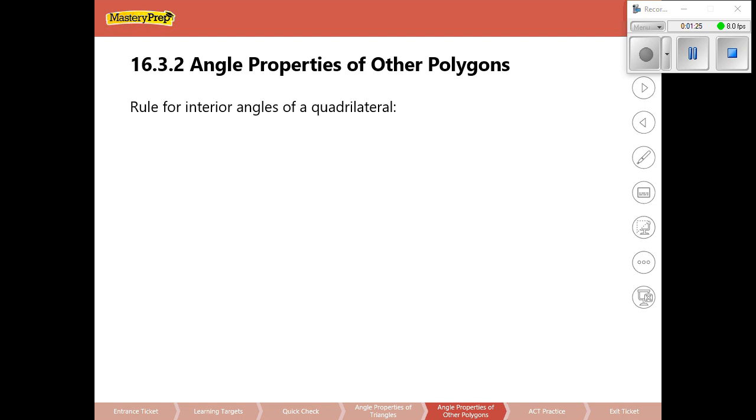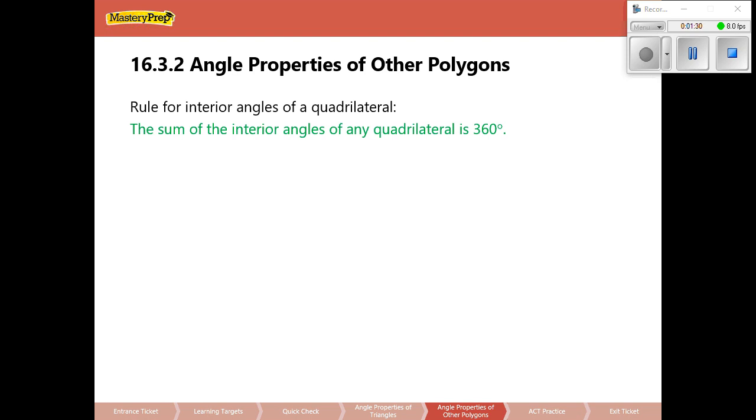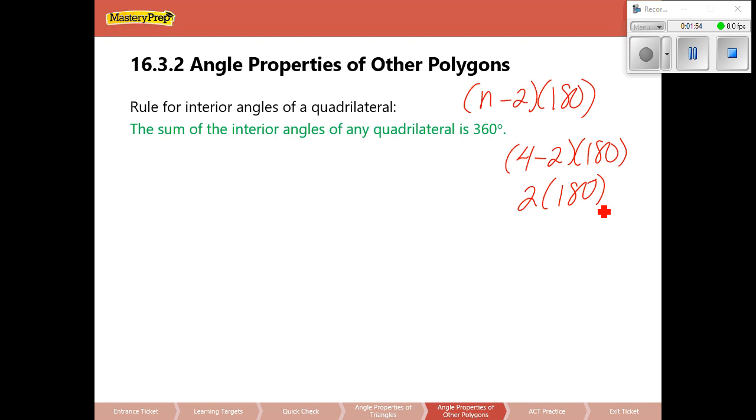And really what this is going over is the rule for any quadrilateral: the sum of the angles is 360. This is going over our n minus 2 times 180. The sum of the interior angles for any polygon is defined this way, n minus 2 times 180, where n is the number of sides. For a quadrilateral, that'd be 4 minus 2 times 180. Well, 4 minus 2 is 2, and 2 times 180 is 360 degrees. So any 4-sided figure is going to have the sum of the interior angles as 360.